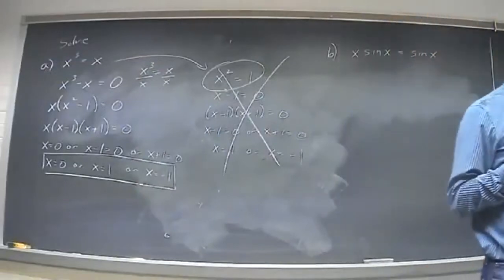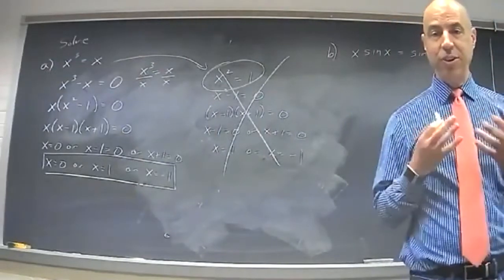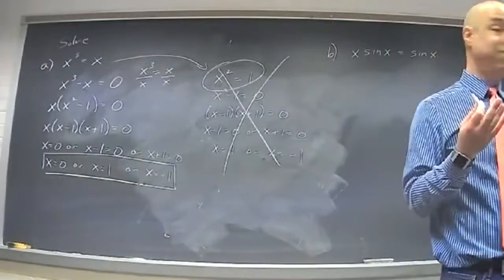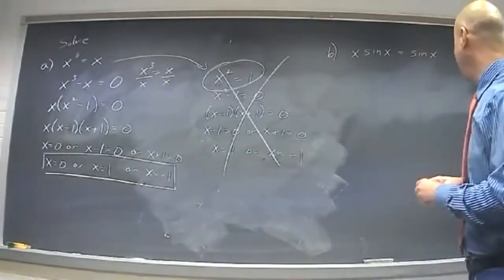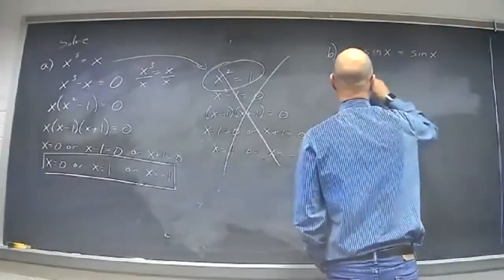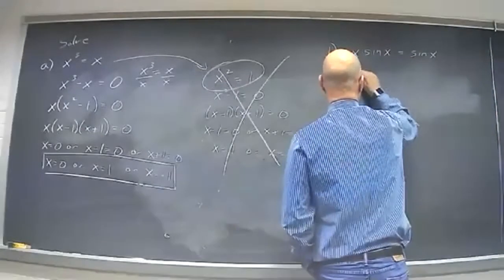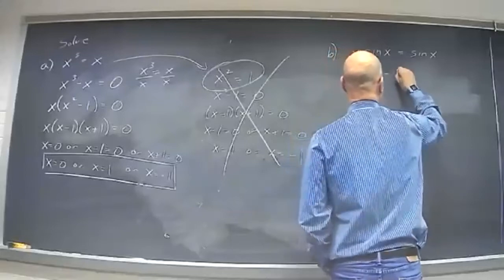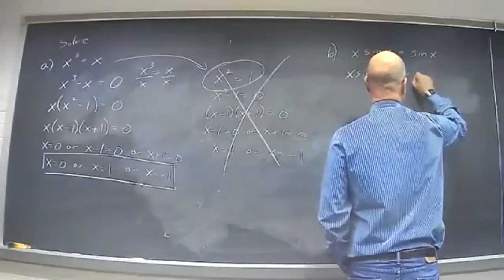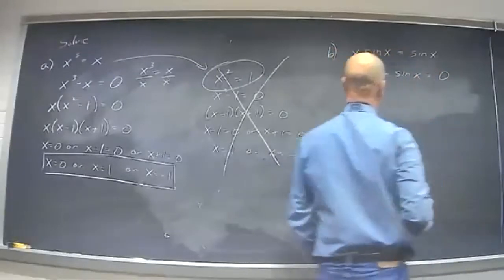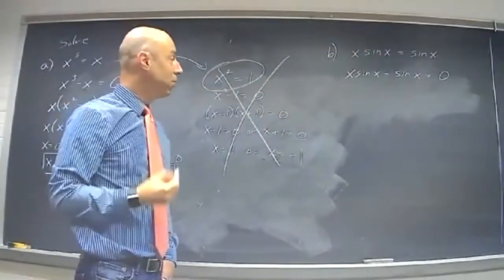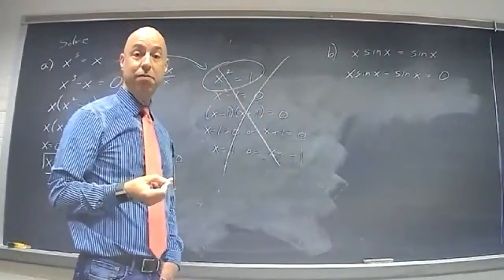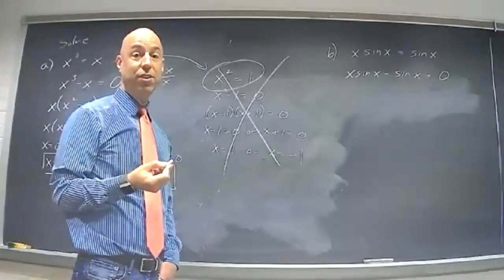So based on what we've done so far, what was your initial inclination? What was your very first step? Subtracting sine x from both sides, making a 0 on the right-hand side. So let's do that. x sine x minus sine x equals 0. And looking at that, what's your next step? Just based on algebraic principles.